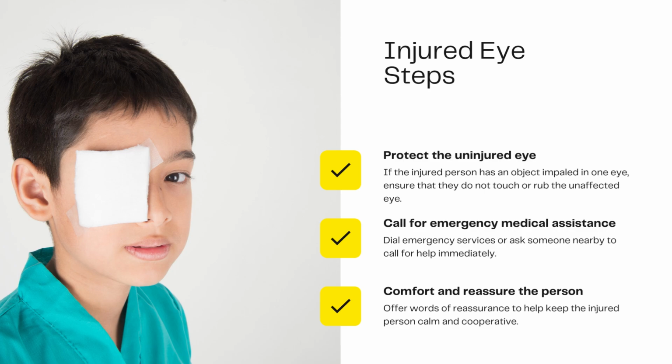Provide them with clear and concise information about the impaled object in the eye and the location of the injury. Be sure to offer words of reassurance to help keep the injured person calm and cooperative. Let them know that medical help is on the way and that they are not alone.